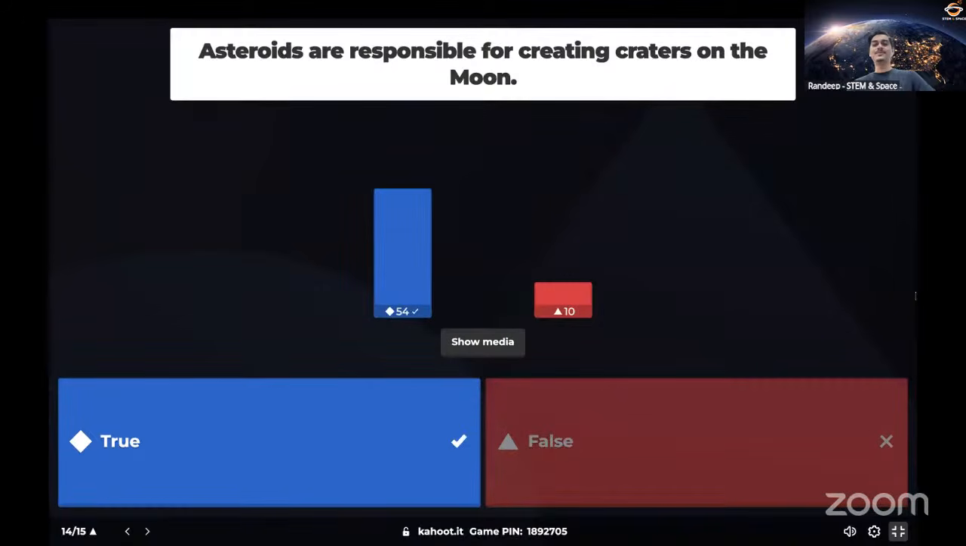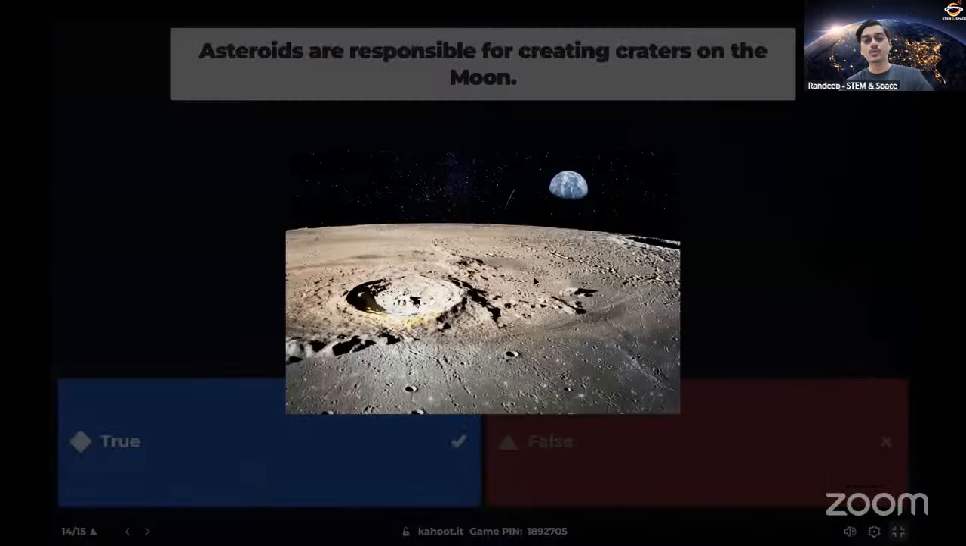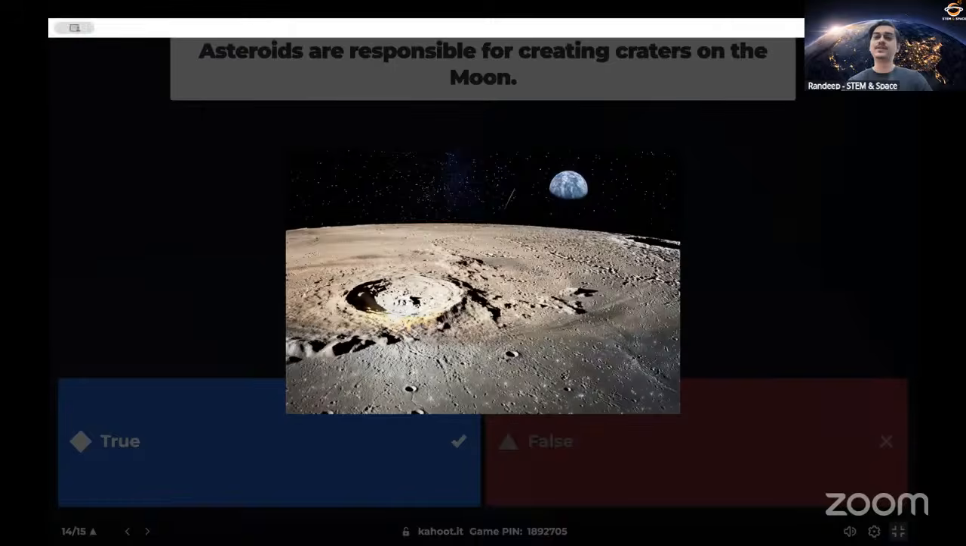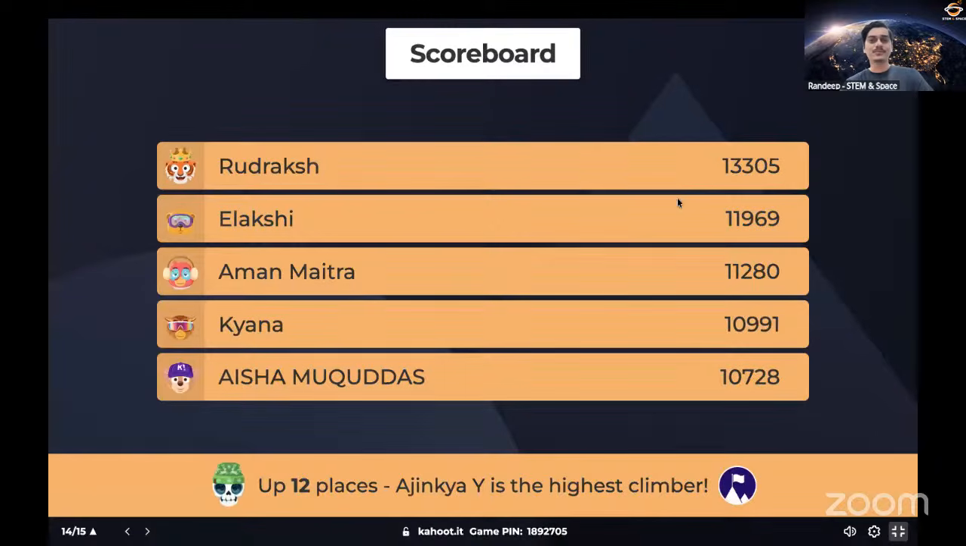Good to see again, all of you answering before even the time ended. So it is indeed true. Asteroids are responsible for creating all these craters on the moon. Millions and millions of asteroids have hit the surface of the moon and created those big craters that we see today. So, finally, this is how the scoreboard is.